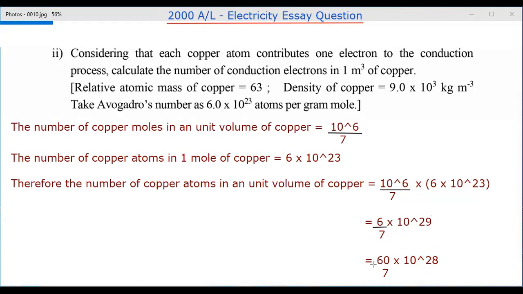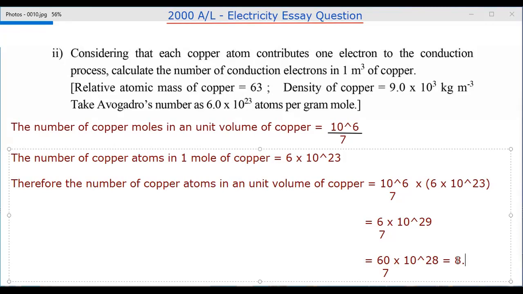Now we can divide 60 by 7, right? So the final answer will be 60 divided by 7. 7 times 7 is 49, plus 7 is 56. So 7 times 8 is 56. Put the decimal point. 60 minus 56 is 4.